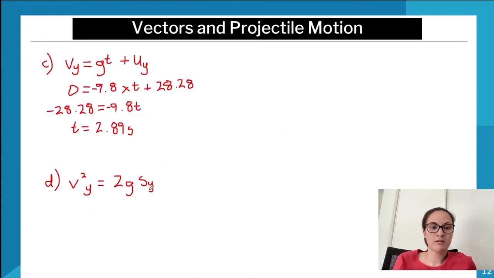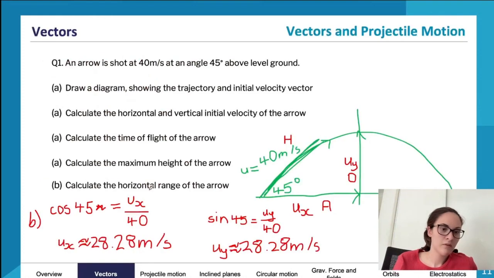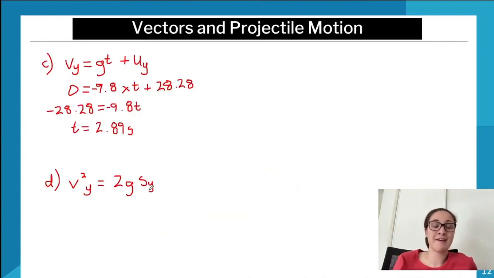Because they're saying horizontal range. Oh wait, no it's not. Is this the right formula then? Oh, sorry, I was looking at the very last one. I was meant to be looking at the one above it. Sorry if I just confused you guys. Calculate the maximum height. Yeah, then that's fine. Sy is fine because height is dealing with the y direction. So we need to find out what that will be.